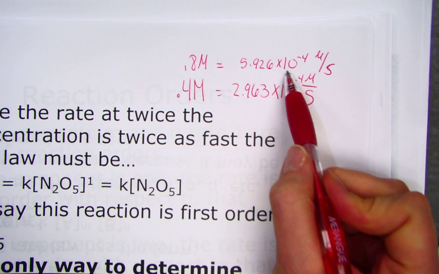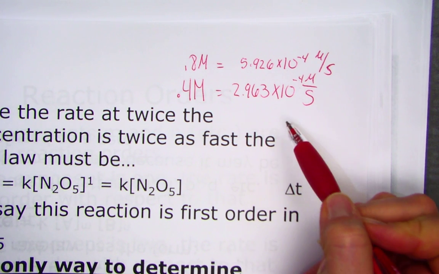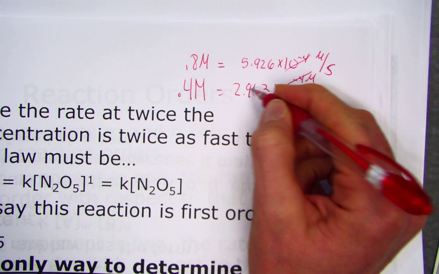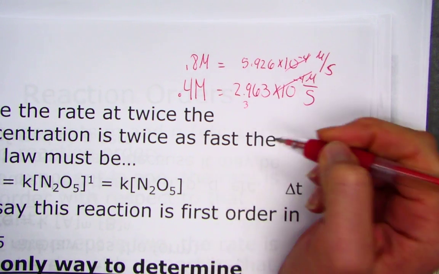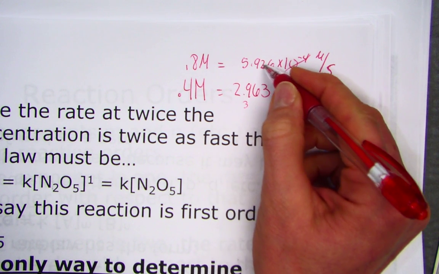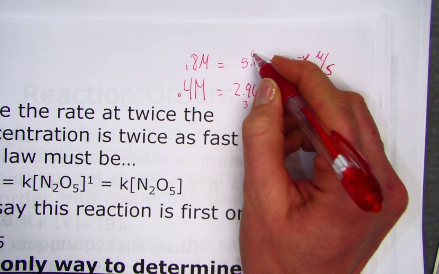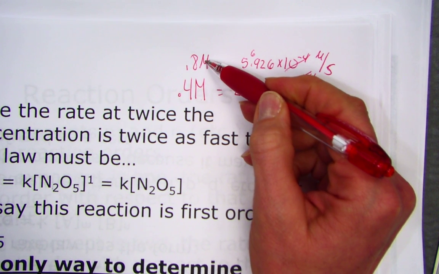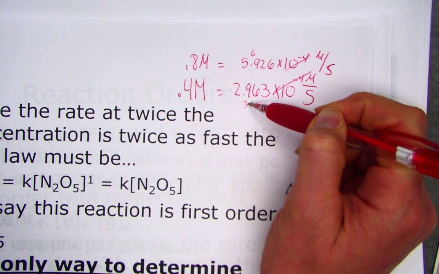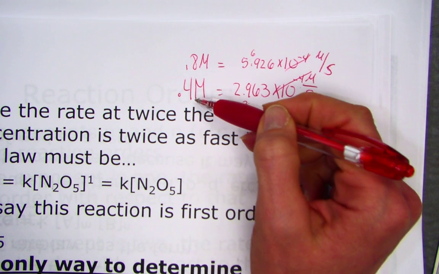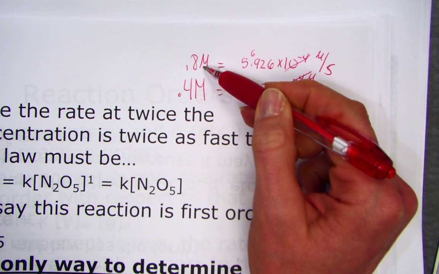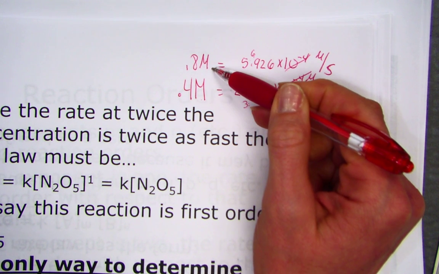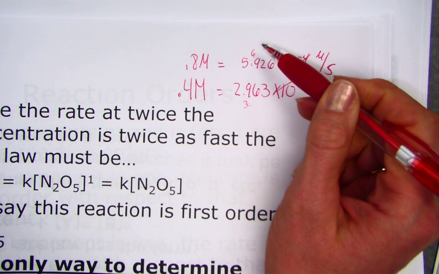Times 10 to the negative fourth is the same for both, so I'll just disregard. 2.963 is pretty close to saying 3. 5.92 is pretty darn close to saying 6. If I doubled the concentration, the rate also doubled. 0.4 doubled is 0.8. 3 doubled is 6. When I double the concentration, the rate then doubled.